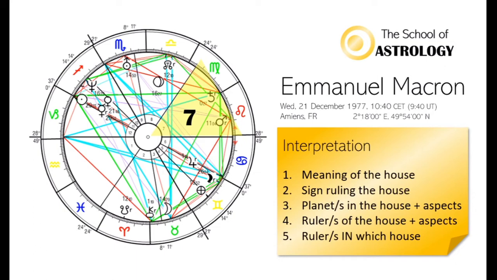Now we check the sign ruling the house, and the 7th house starts in Cancer. Now we interpret. The 7th house is for partner, and in this case, this is a hetero man. The partner will be a Cancer type, and this can mean a real family person or a mother figure. Thirdly, we check the planets in the house. So here we have Mars and Saturn in the 7th house. This will give us an indication of the quality of the partner or partners in case there are more.